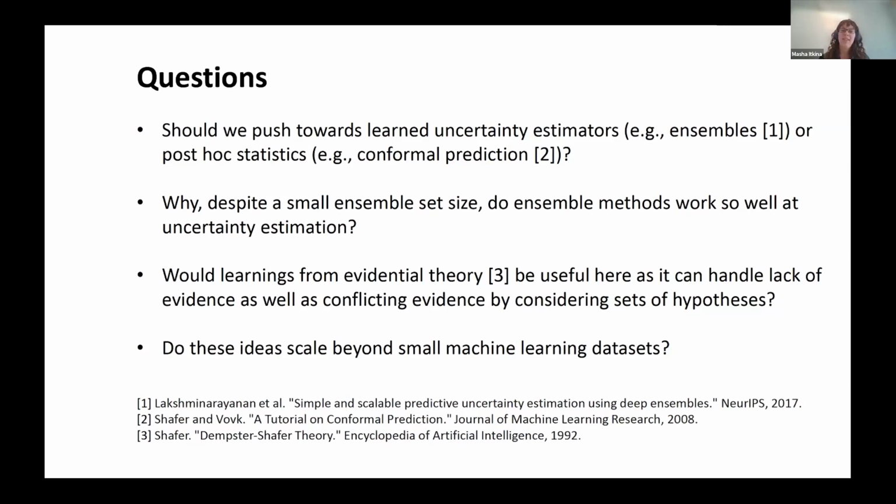My third question is, would learnings from fields like evidential theory be useful here, as evidential theory can actually handle both lack of evidence as well as conflicting evidence separately? And my guess is the first talk from today, on credal sets, can also similarly handle these ideas. So is that just the way to go with epistemic uncertainty?